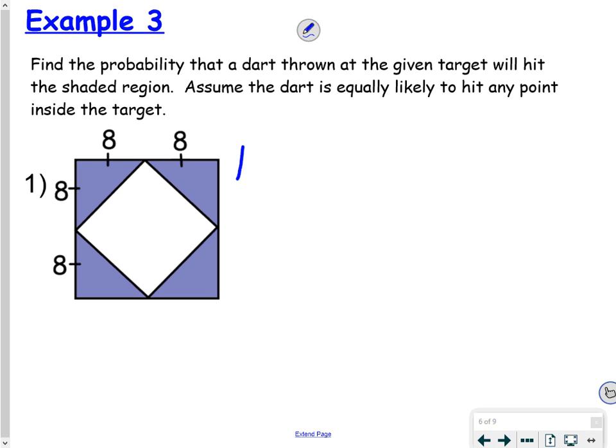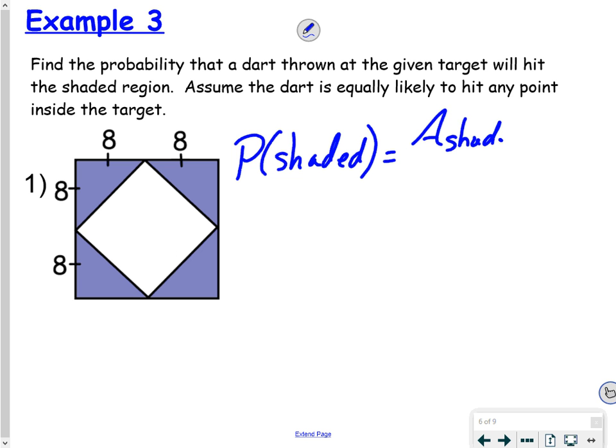So the probability that it's going to be in the shaded region is simply going to be the area of the shaded region divided by the area of the total figure. Okay, and we're going to rewrite how we think about the area of the shaded region and the area of the total figure. To find the area of the shaded region, we could simply find the area of one of those triangles and then multiply it by 4.